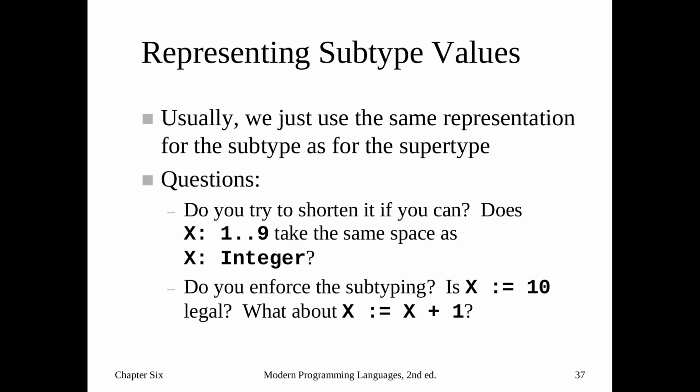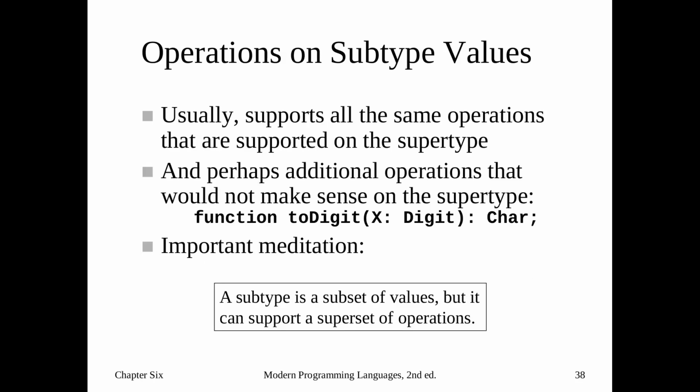Obviously, if I was defining this type and it was a range, I would not allow anything to go outside the range. I would allow operations, but if the operation effectively caused it to go out of the range, then no, that would be an illegal operation. So that leads you into other things. But operations on subtype values typically support all the same operations that are supported on the supertype, and possibly add additional operations that would not make sense on the supertype. For example, digit on character.